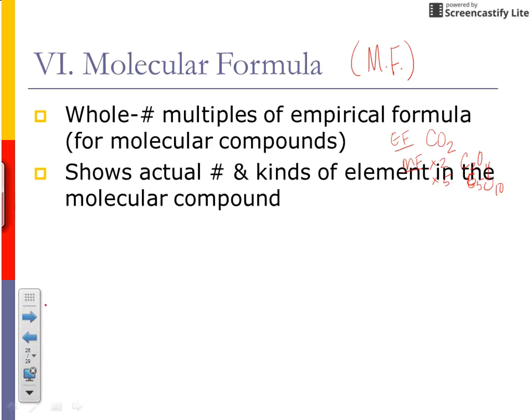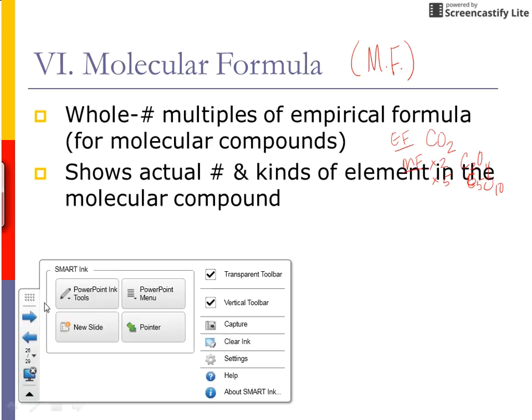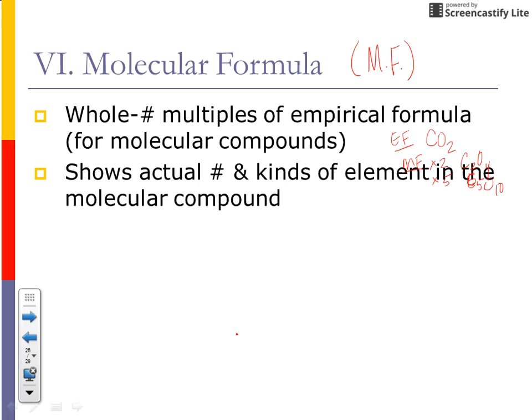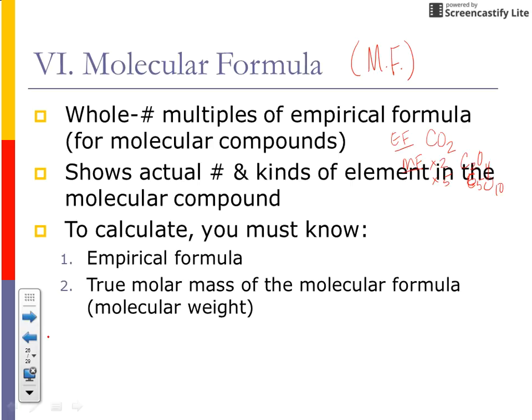What a molecular formula does is it shows the number and kinds of elements in the molecular compound. So it's going to be a multiple. You do not want to reduce it. It's going to show you the actual number and kinds of elements in the compound.